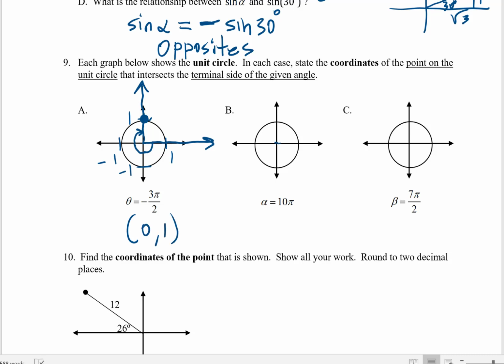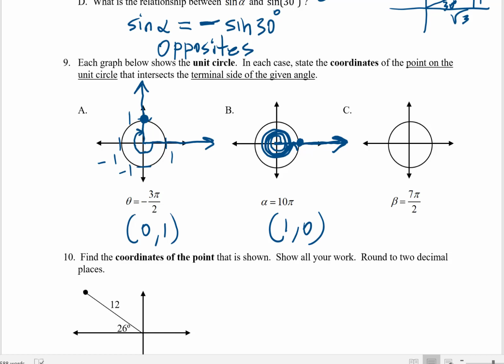Letter B, my angle is positive 10 pi. Well, when I rotate around 2 pi, I've gone all the way around once, and then 4 pi, 6 pi, 8 pi, 10 pi. A little bit hard to draw, but the point is I'm just going to end up where I started. The terminal side will match the initial side. Here is the intersection point. That is the point 1, 0.